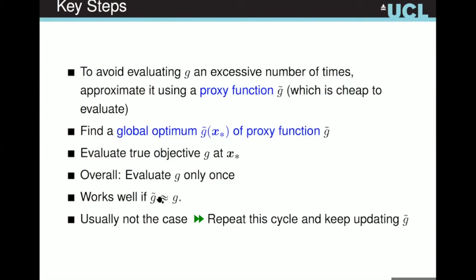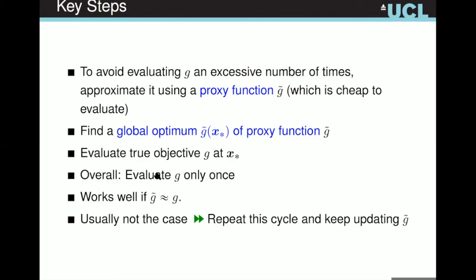So this works well if g tilde is approximately equal to g, because then we would just have a cheap version of g. The proxy function, is it a convex function? No. So how are you sure that you find the global optimum? So that's also a good question. So we need to run global optimizers to find the optimum of g tilde. It's also a difficult optimization problem, but we are allowed to evaluate g tilde at many points.